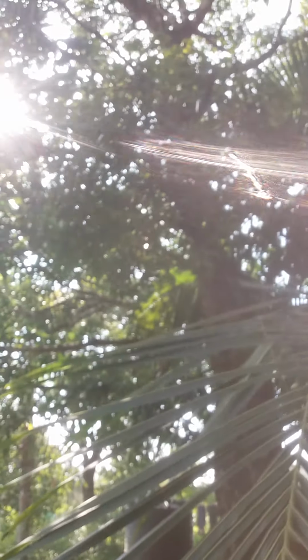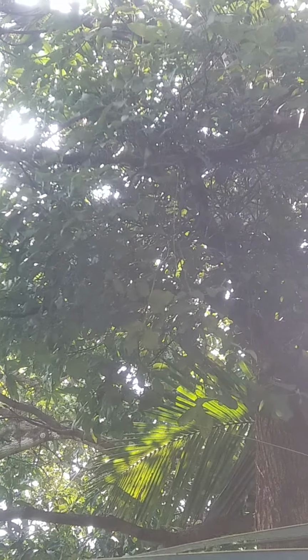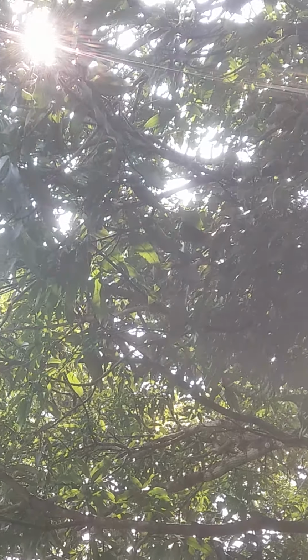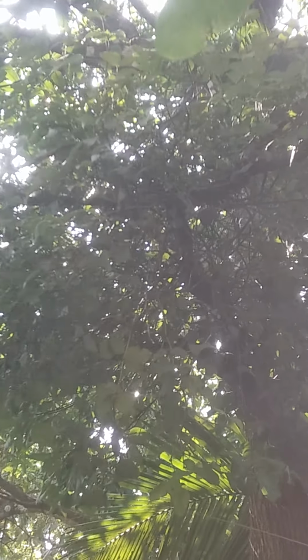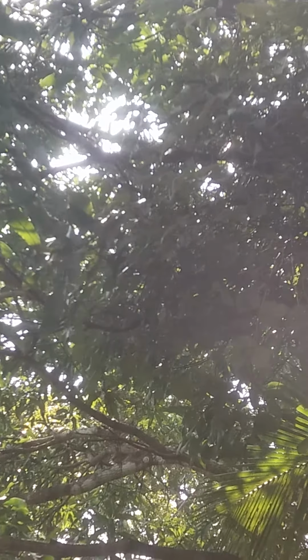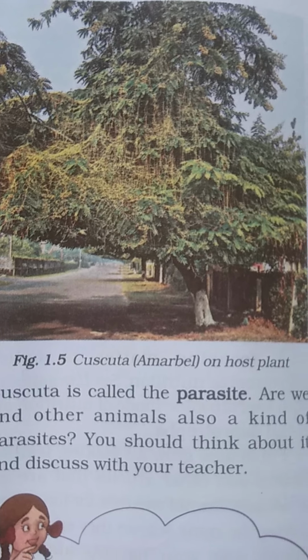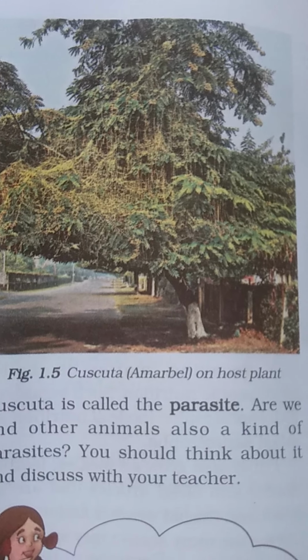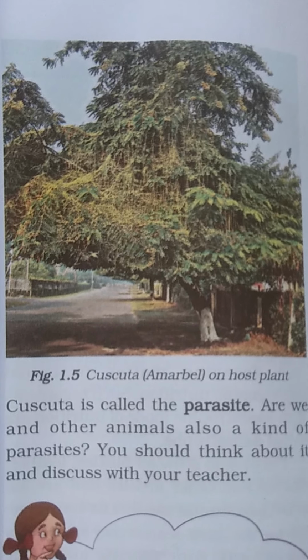See here, you can see a parasite growing on a mango tree. Okay, it is a host. It is dependent on mango tree for nutrition. Cuscuta grows on a host plant. Cuscuta is called the parasite. It is yellowish in color.